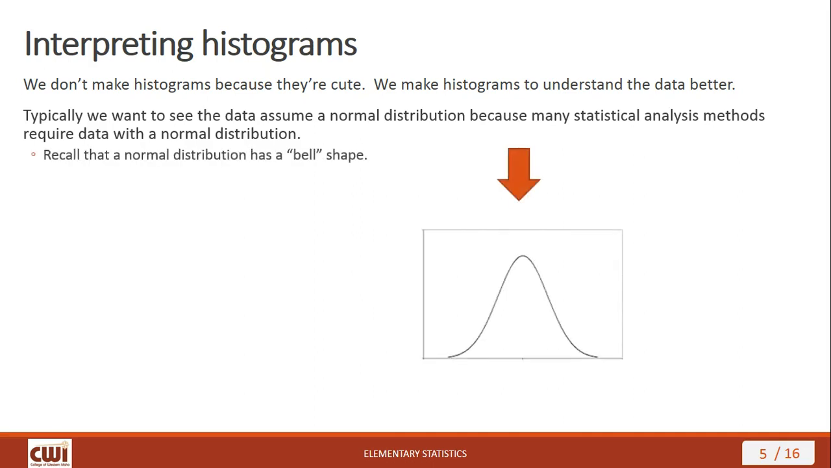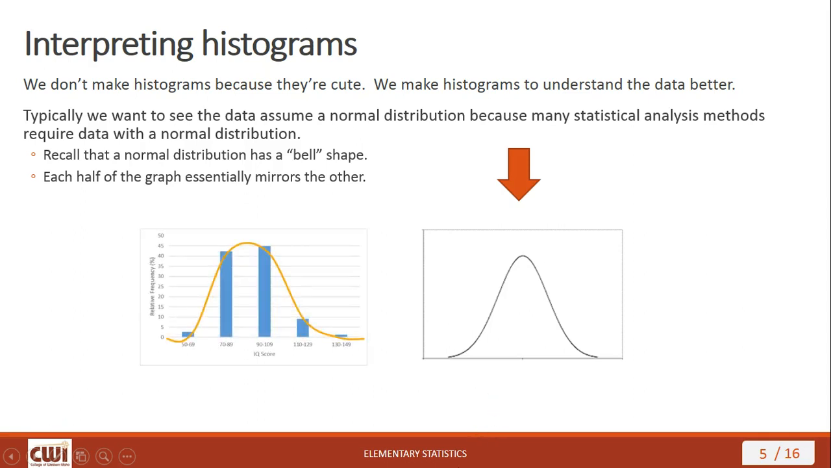Recall that a normal distribution has that bell curve shape that you see here. So we have a distribution that starts low in value and then moves up to a high point and then comes back down again to a lower value. Notice that each half of the graph, the distribution, essentially mirrors the other. So the left side looks just like the right side flipped over, and vice versa.